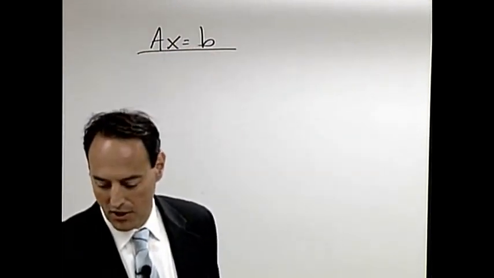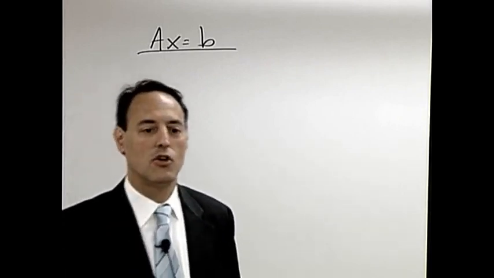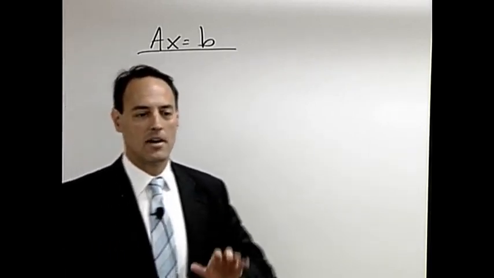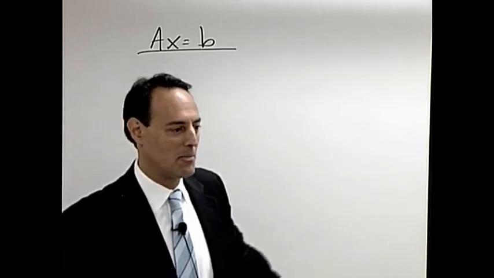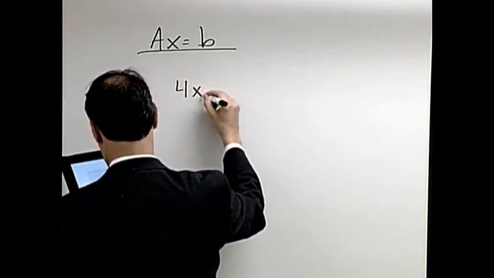No problem. Okay, so Ax equal to b. Now, I said that we're going to spend a lot of time doing Ax equal to b. So I'm going to show you another Ax equal to b problem. Ready? Here it is. 4x.